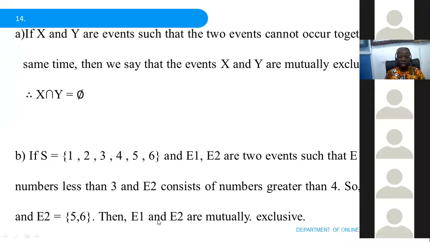Then E1 and E2 are mutually exclusive. If you check the two events, E1 is 1, 2, E2 is 5, 6, you see that they have nothing in common. So we say that the two events are mutually exclusive.